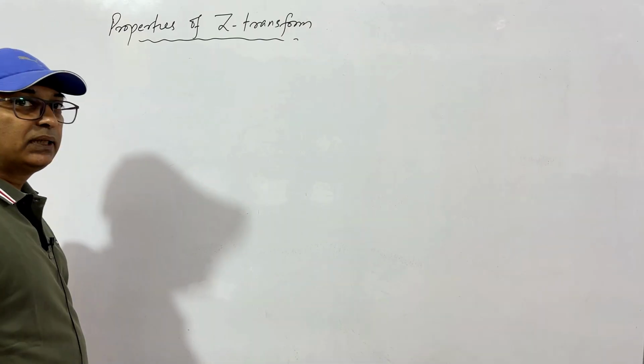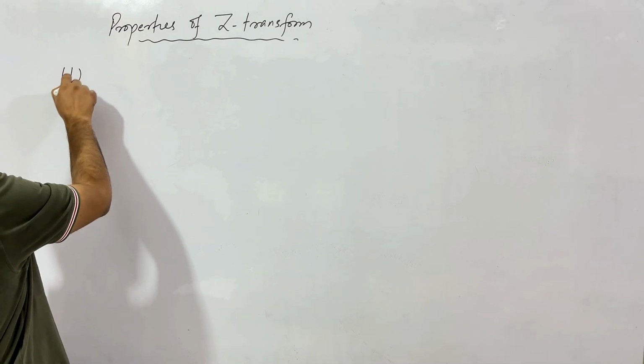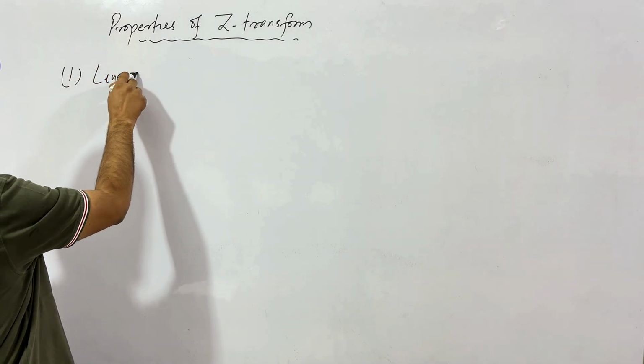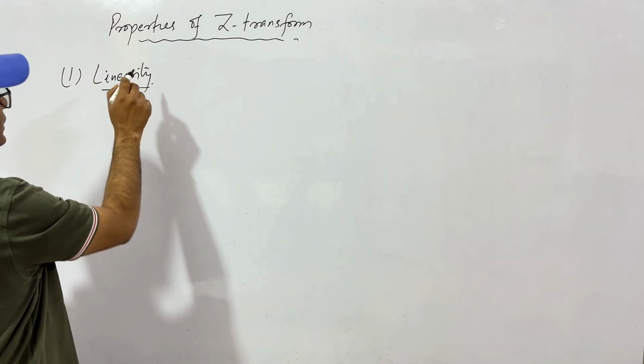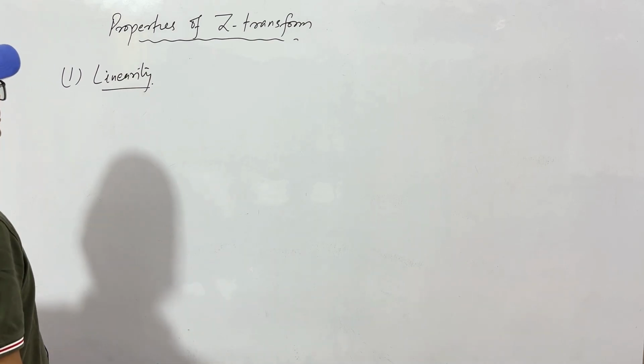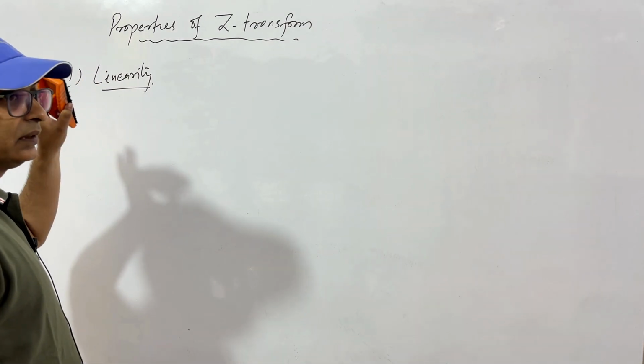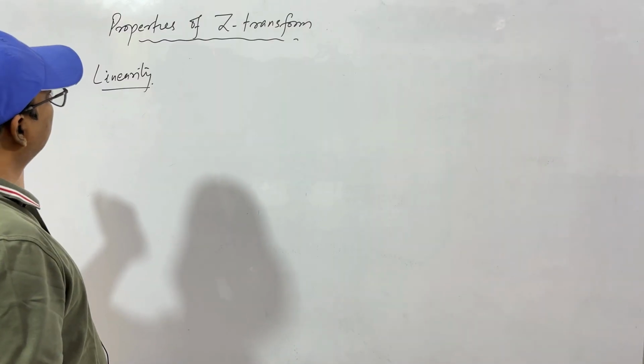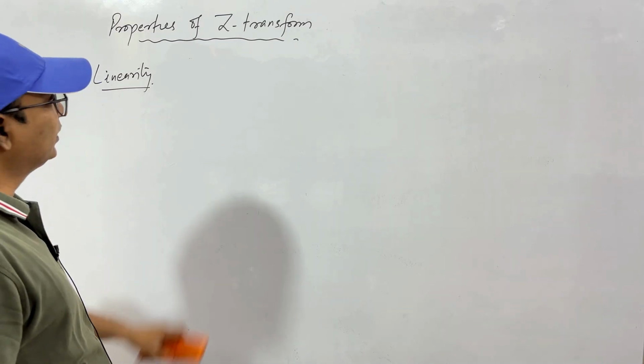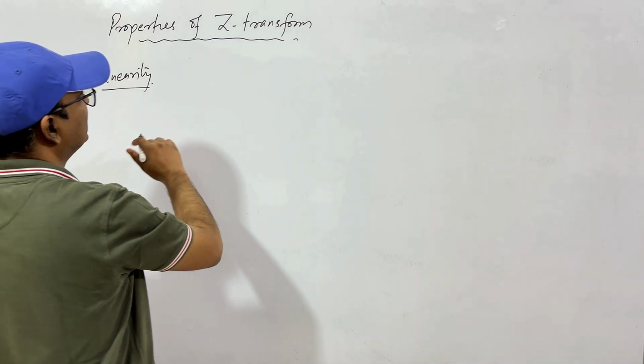So let's see the properties of Z transform. The first property is called linearity. We have seen these properties earlier also when we were dealing with Fourier transform, when we studied Laplace transform and so on. So let's see what the linearity property of Z transform is.